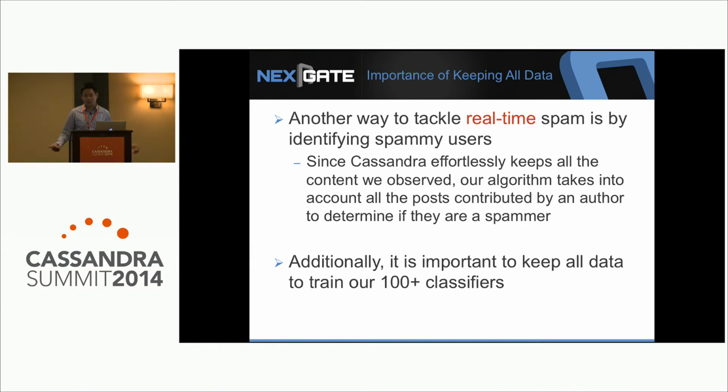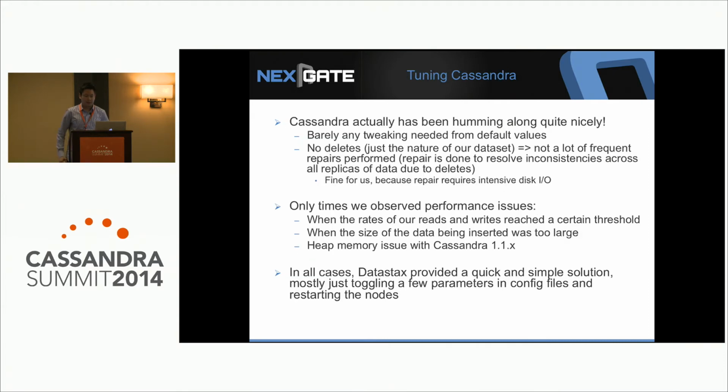Additionally, besides the spammy users and the spammy content itself, it's important to keep all the data to train our 100+ classifiers. So tuning Cassandra, it's actually been humming along quite nicely. We barely had to tweak anything from the default values, and we don't have a lot of deletes. It's just kind of the nature of our data set. And whenever you do deletes, that's when you have to do repairs, because you're repairing the inconsistencies across the replicas of data due to deletes.